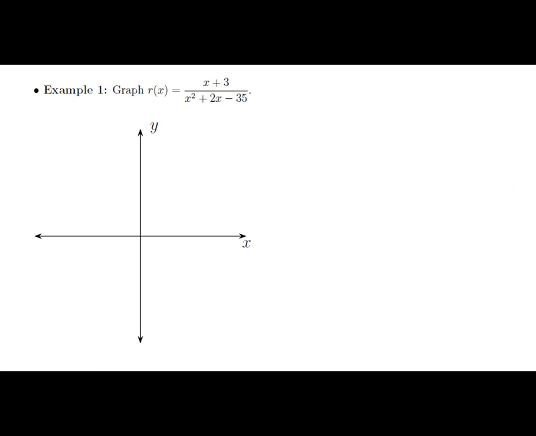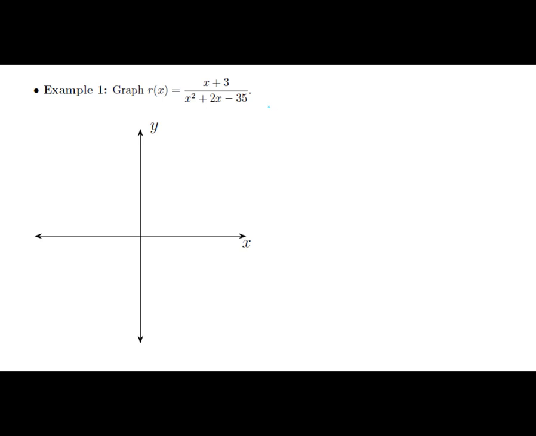So we've got r of x is equal to x plus 3 over x squared plus 2x minus 35. So what we want to focus on is, like we did with polynomials, we want to focus on long-run behavior, and we also want to focus on short-run behavior, so really zeros and vertical asymptotes. So let's just go through these one by one.